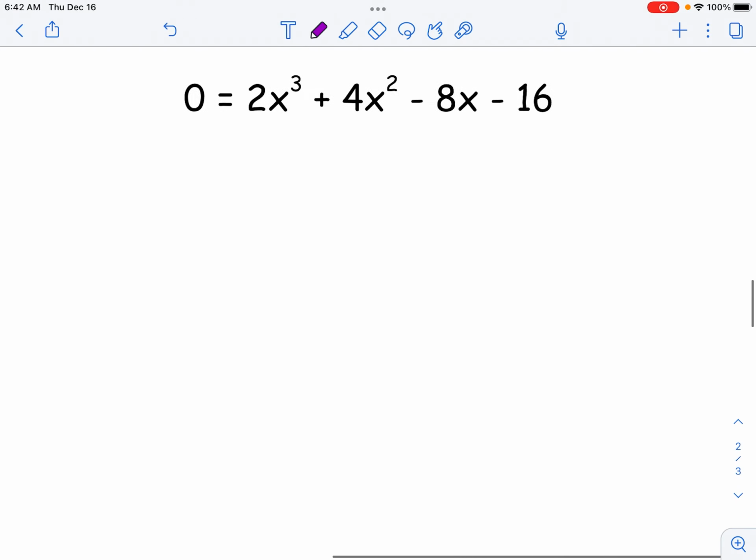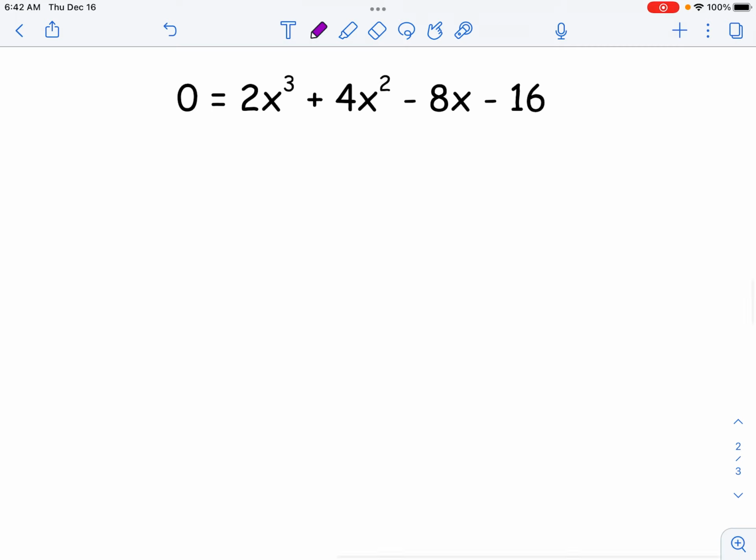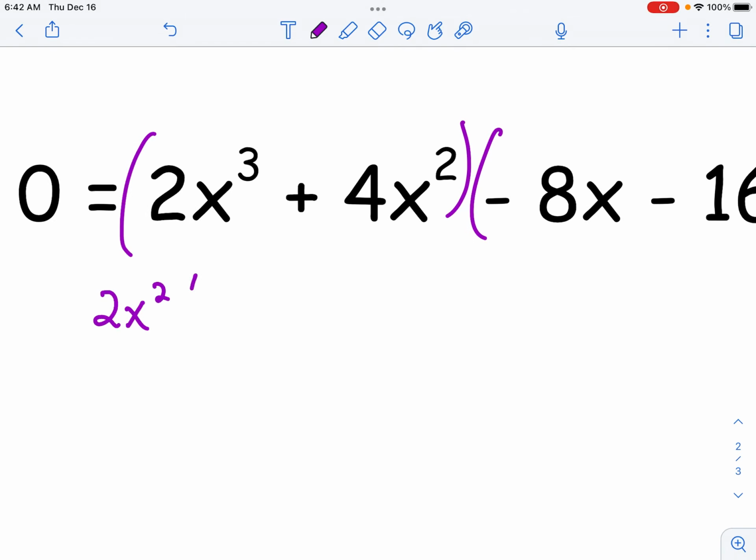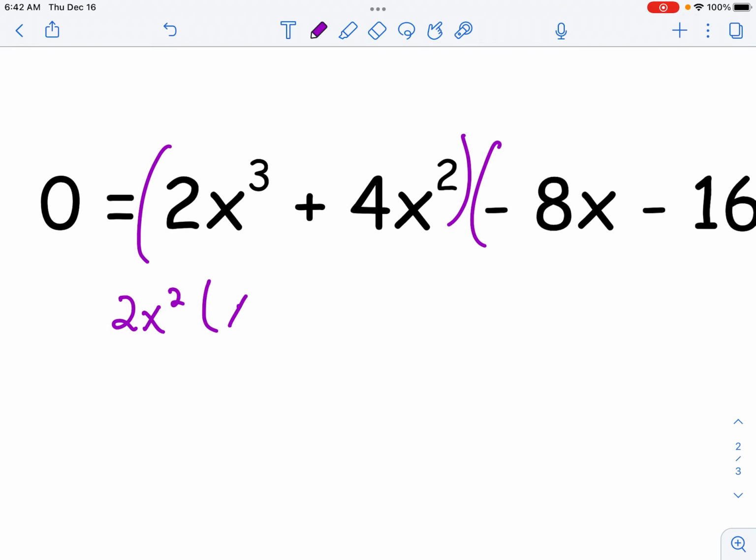Let's look at one more example. If you are following along and you want to try this one, I'd encourage you to pause the video, try it on your own, and then replay it to see if you got it right. So we're going to first start by grouping the first two terms and the last two terms. In the first two terms, we can take out a 2, because 2x cubed and 4x squared both are divisible by 2. We can also take out an x squared, so it would be 2x squared. And then what would be left over would be x plus 2.